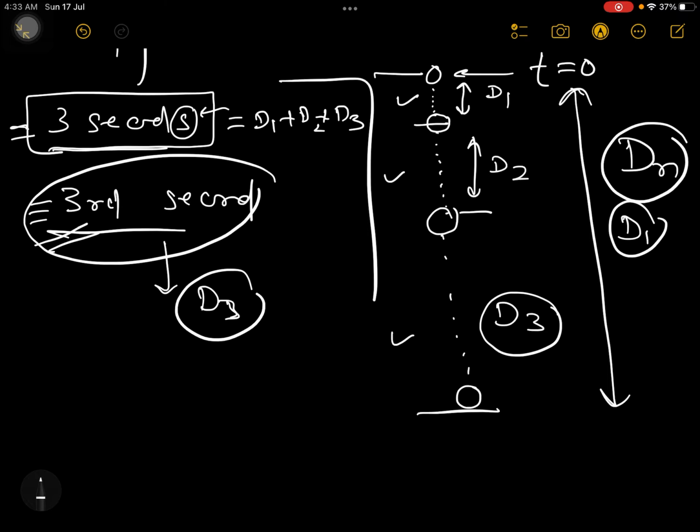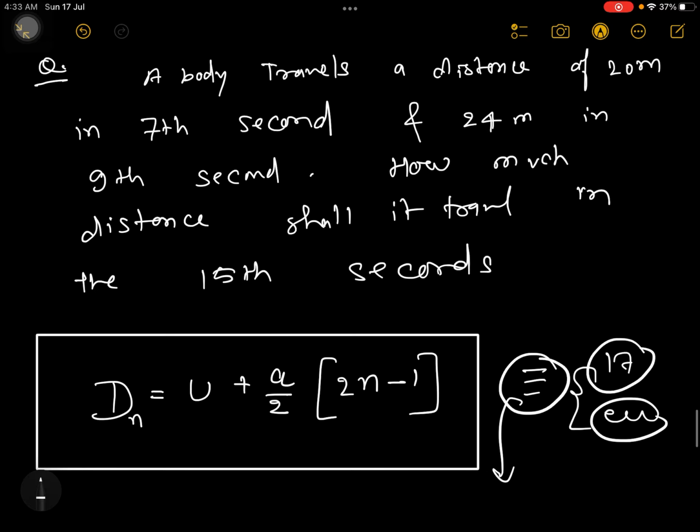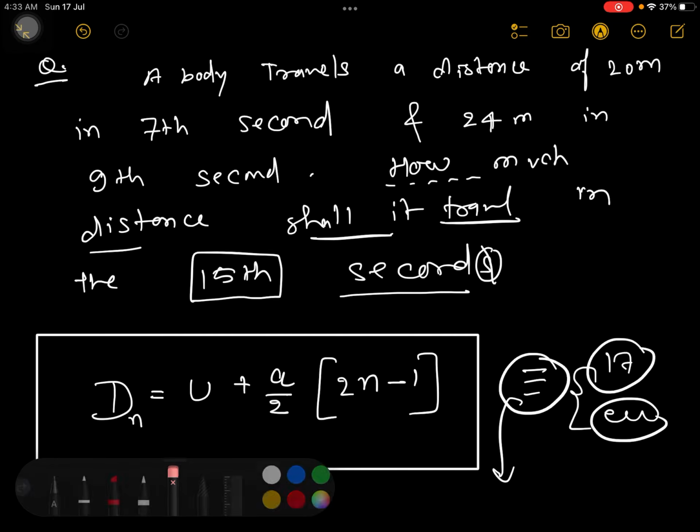So d1 means distance traveled only in the first second. d2 means, you can see I'm only changing the n value. I hope it's clear. With that you will solve this numerical. They are asking how much distance it shall travel in the 15th second. Sorry, there will not be an s, it is my printing mistake. I will erase this, just wait, it is my handwriting mistake.